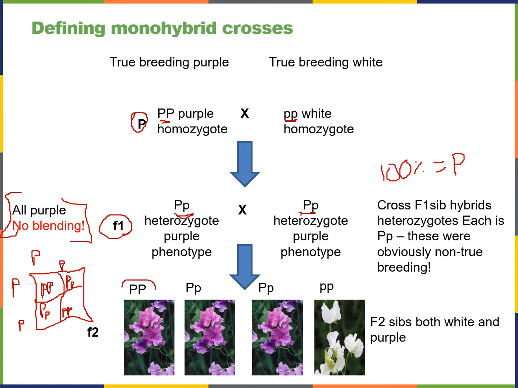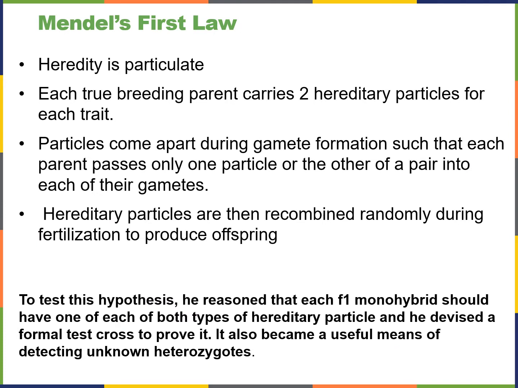So I have one true breeding purple homozygote, and then I have non-true breeders, 2 heterozygotes, but they still express the purple phenotype. So these 2 here, still expressing the purple phenotype. And then I get 1 white homozygote. So the F2 sibs, that's why they produce both white and purple. And that combination of breeding the homozygotes and the heterozygotes and all those examples I gave you on the previous slide, the reason the offspring come out the way they do is due to Mendel's first law.